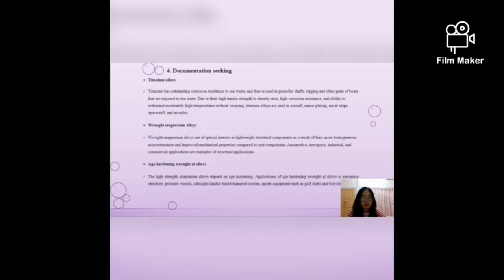For age hardening rod aluminum alloy, the high-strength aluminum alloy depends on age hardening. Applications of age hardening rod aluminum alloy are aerospace structures, pressure vessels, ultralight land-based transport systems, and sport equipment such as golf clubs and bicycles.